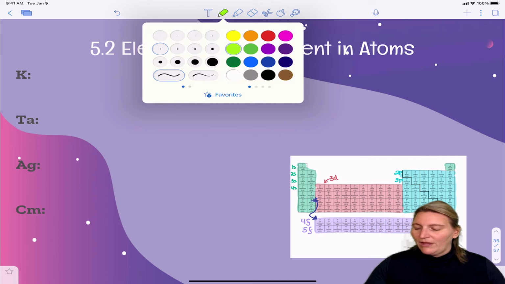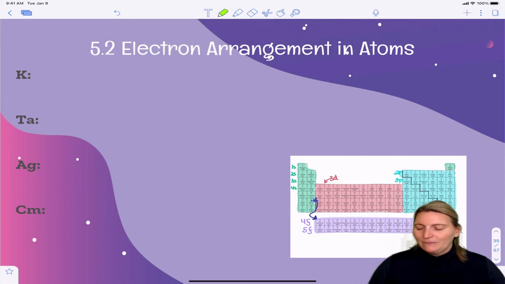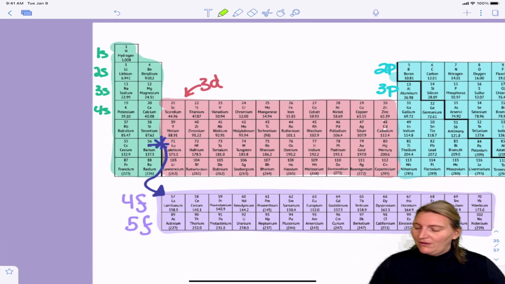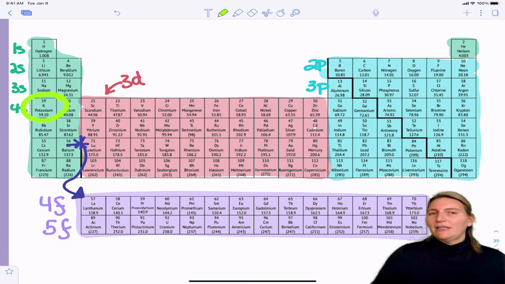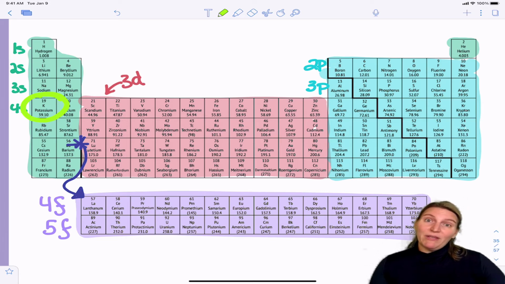Let's start with potassium. So now that I know I can use a periodic table, you find a periodic table, I'll give you one in class, and then you find the element. There's potassium. Just by looking at where it is on the periodic table, I know it's going to end in 4s1. And what comes before it? Well, I started at hydrogen, and I just read across.